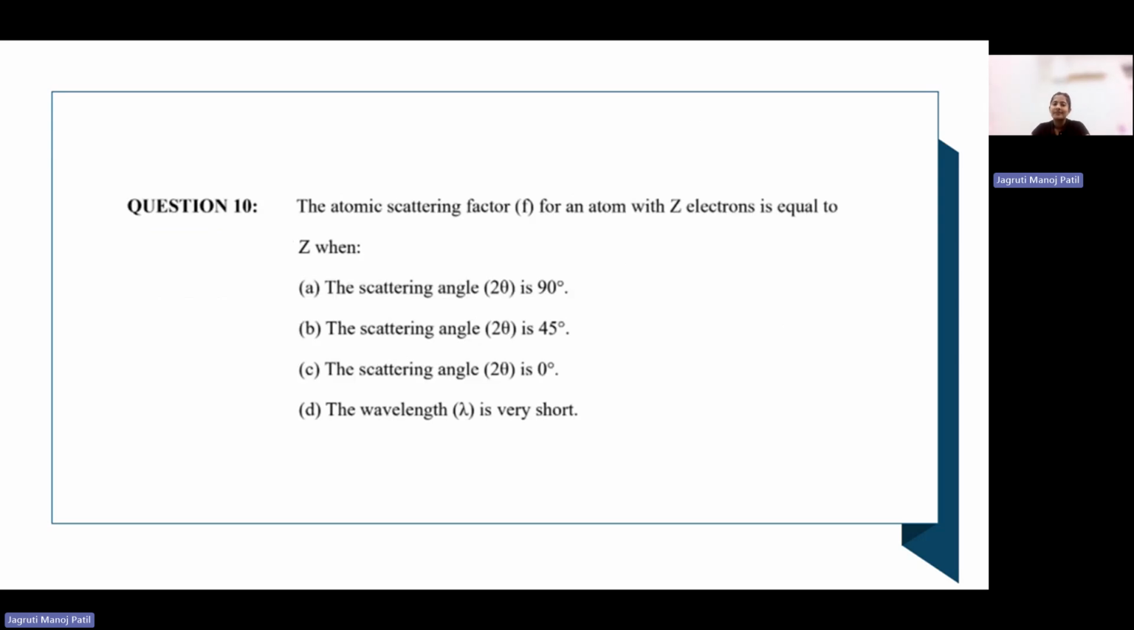Last question for the day. If we have an atomic scattering factor for an atom with Z electrons, it is equal to what, and when? The atomic scattering factor F for an atom with Z electrons is equal to Z. Okay, so it remains as Z itself. When? I guess you know the answer for this.